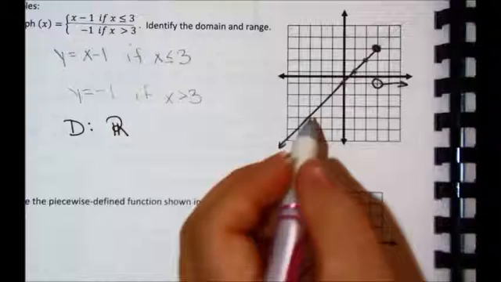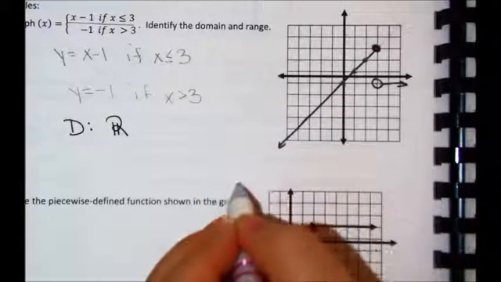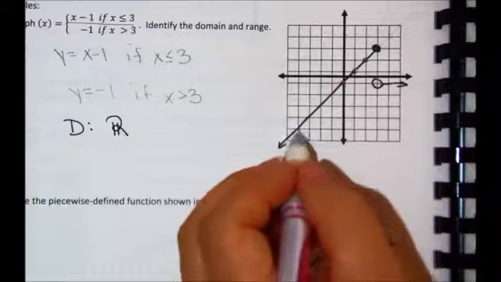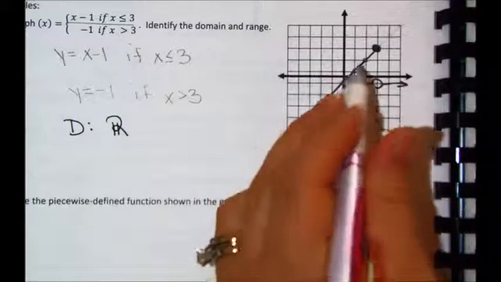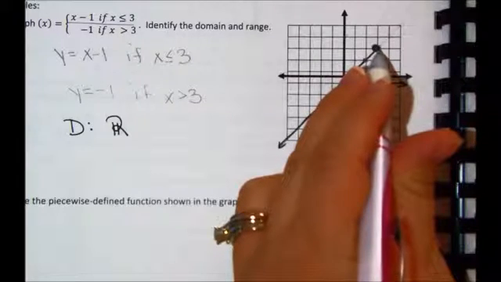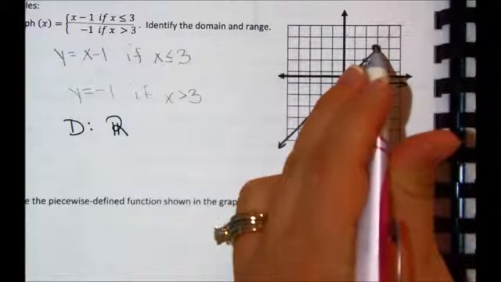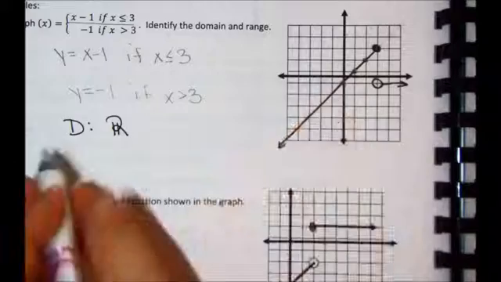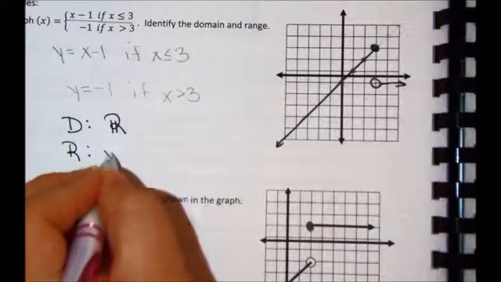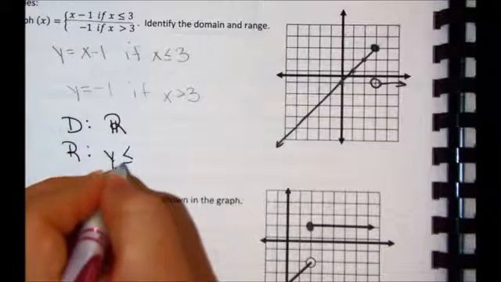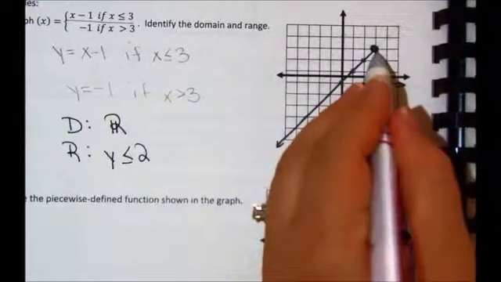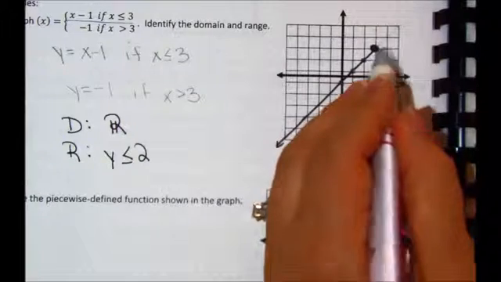We can see from this graph that y will continue to negative infinity. So let's focus on what's on the graph. Y continues up all the way to y is equal to 2. But there are no other graphs above this one. Therefore, the range has to be y is less than or equal to 2. It can be equal to because this is a solid dot.